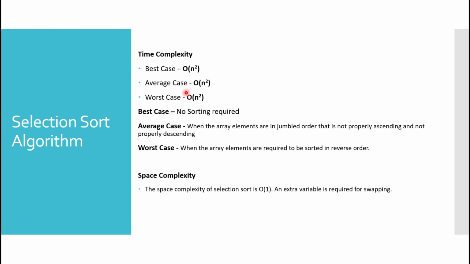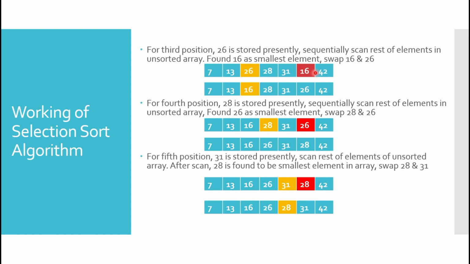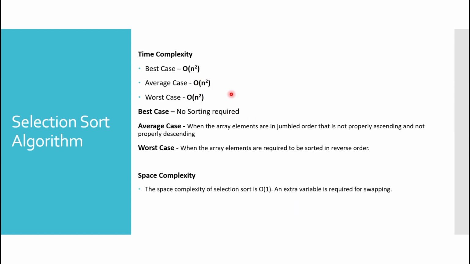So what is the time complexity for selection sort? In any case, best, average or worst, it is order of n square. Whatever the size of the array or number of elements, you iterate for every position with the other unsorted elements. So whether it is the best, worst or average case, the time complexity is the same. The best case is when there is no sorting required.